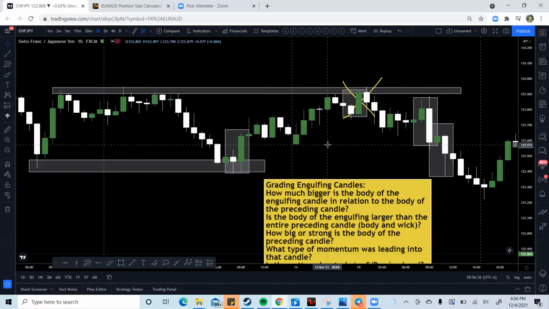Now, how big or strong was the body of the engulfing candle? Remember what I said about decisive candles. Decisive candles have little to no wick in the direction that the price is going. So this candle here would be teetering on indecisive. Yes, it has a strong body, but there's a wick that's almost as big as the body, but it's slightly on the decisive side.